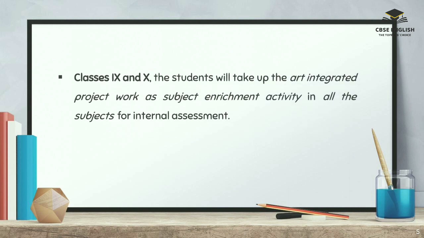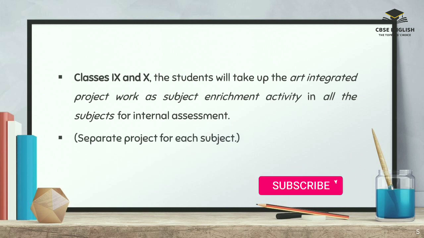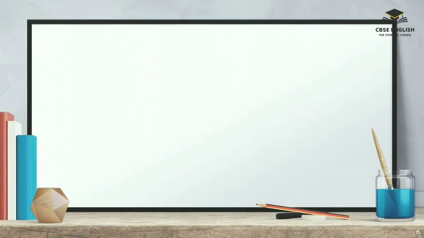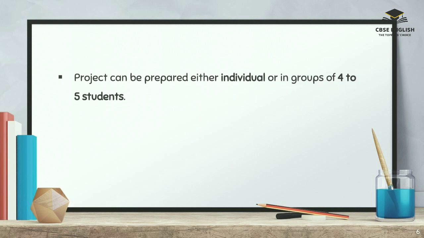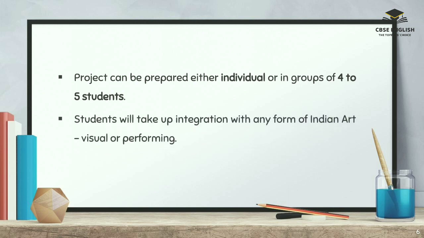For classes 9 and 10, the students will take up the art integrated project work as subject enrichment activity in all the subjects for internal assessment. Here, separate project for each subject for classes 9 and 10. Project can be prepared either individually or in groups of 4 to 5 students. Students will take up integration with any form of Indian art, that is visual or performing.